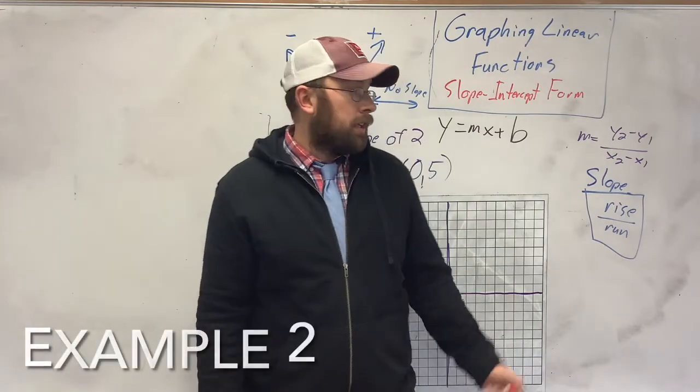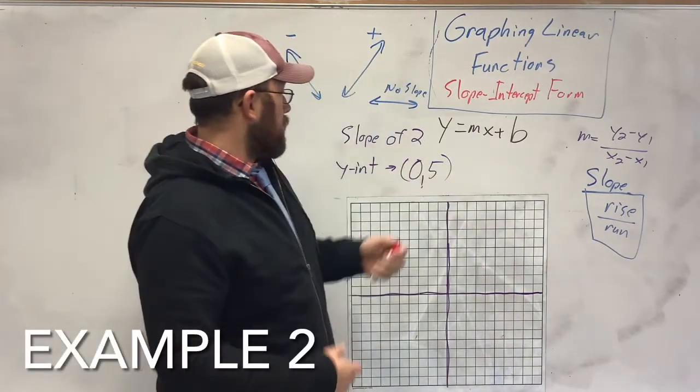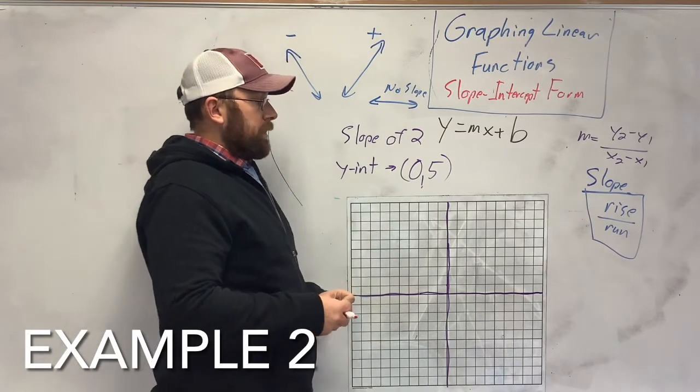All right, graphing our next one, for example. So I'm going to say a slope of 2 and a y-intercept of (0, 5).